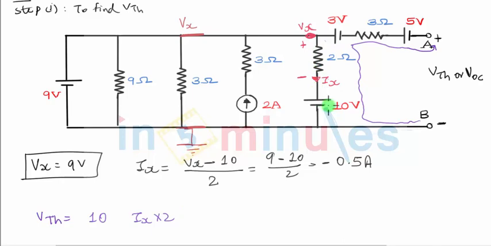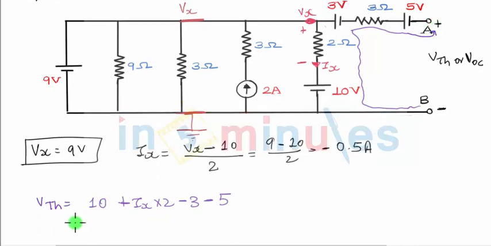Ix is flowing in the downward direction, we are traveling in the upward direction, so the drop will be positive, so it's plus 2Ix. Next will be from positive to negative terminals of the battery. It's a voltage source, so we simply consider the voltage as minus 3 because I'm going from the positive to the negative side. There is no drop across the 3 ohm resistance. Afterwards we go again from positive to negative polarity, so it will be minus 5. So that's my VTH. Because we reached point A, we stop here.